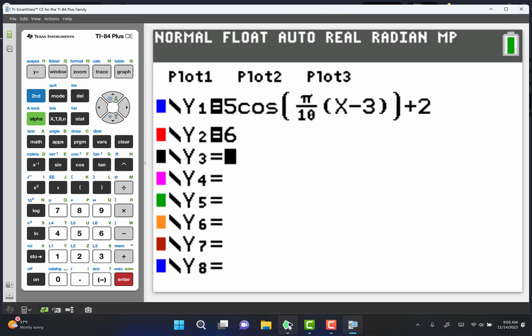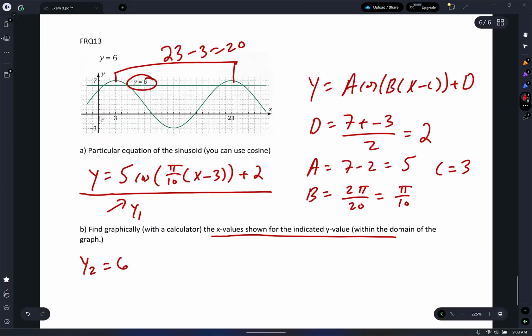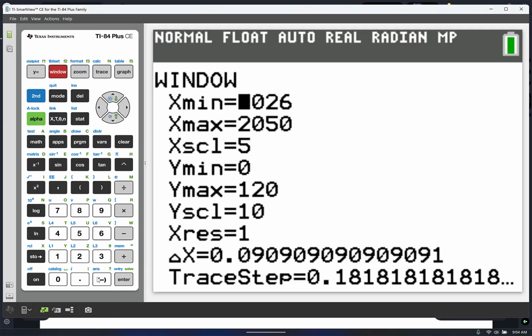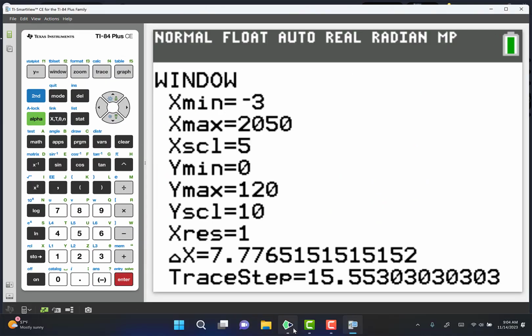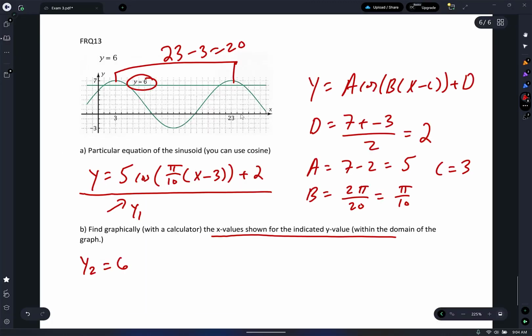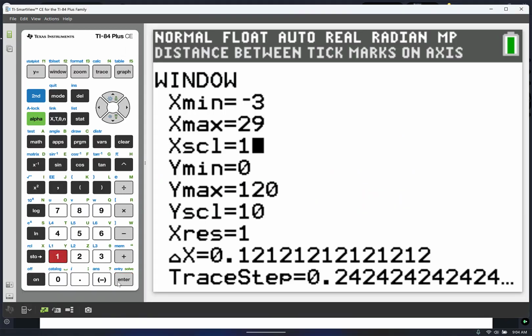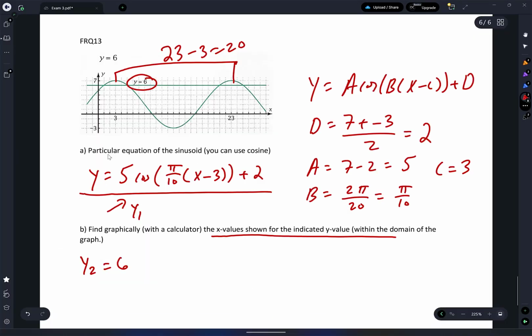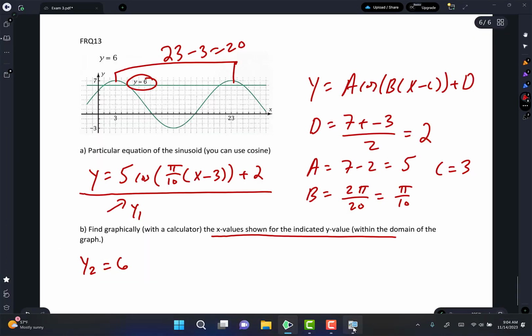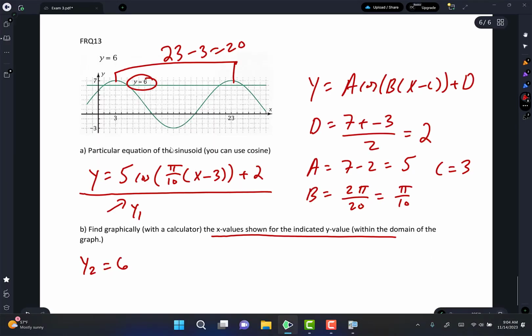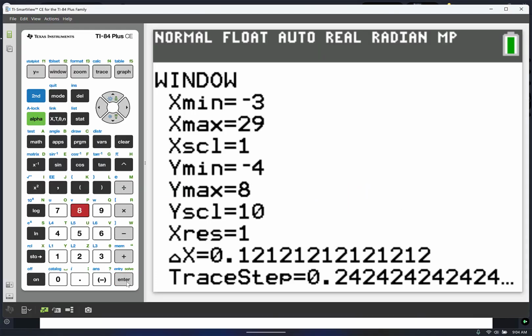And then I'm going to make it look exactly like this. So my x min, 1, 2, 3, -3. So click on window. And I'm putting -3. X max, 23, 24, 25, 26, 27, 28, 29. Go all the way to 29. X scale by 1. Y min, it looks like -4. Y max, let's see, what do we got here? 7, so I'm going to go up a little bit more. 8. And Y scale by 1.